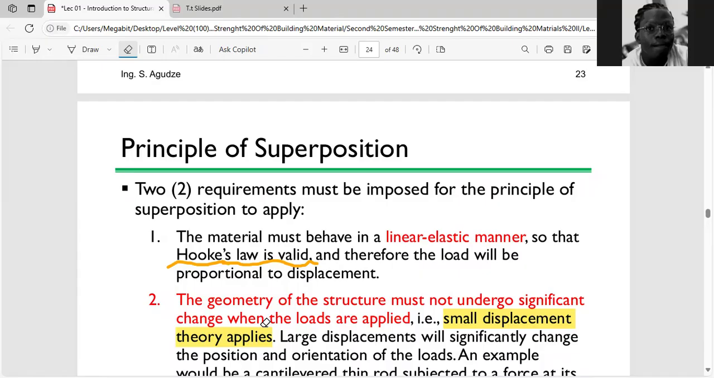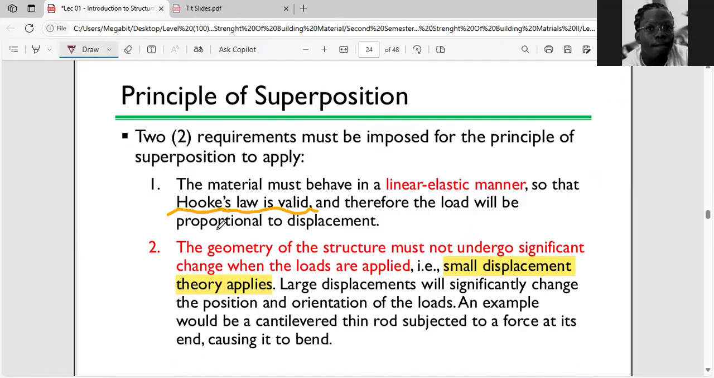The first one is the material must behave in a linear elastic manner so that Hooke's law is valid, and therefore the load will be proportional to displacement. Secondly, the geometry of the structure must not undergo significant change when the loads are applied. That is, small displacement theory applies.